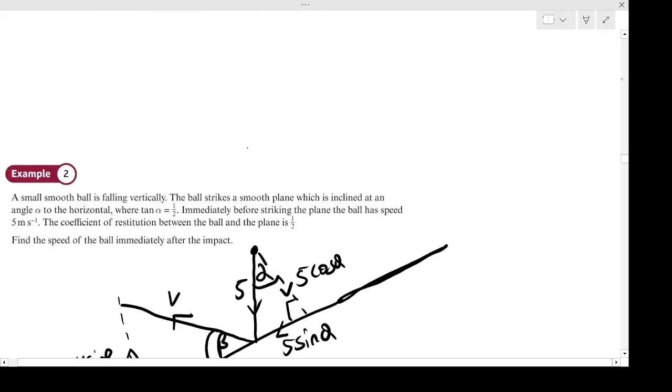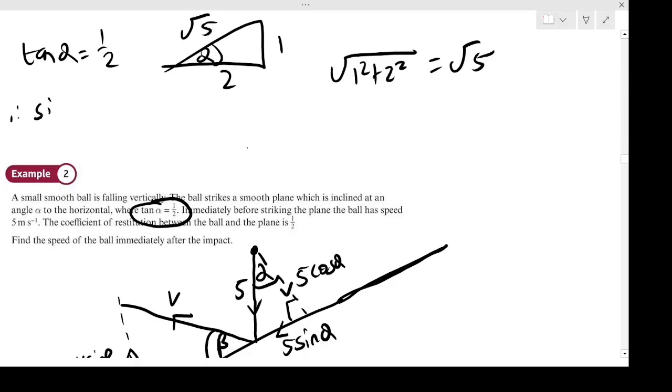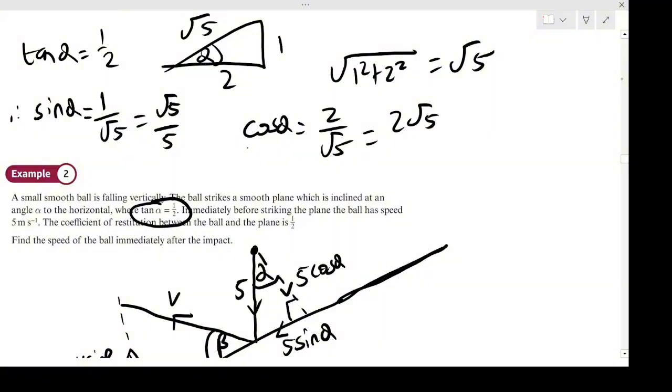Now again, we've got the situation where we have tan alpha, not alpha. So I'm going to need to draw a triangle to help me work out sine and cos. So this is alpha, opposite is 1, the adjacent is 2. If we were to do Pythagoras to work out the hypotenuse, you should get root 5. Therefore sine alpha is opposite over hypotenuse, so it's going to be 1 over root 5, or rationalised to root 5 over 5. And cos alpha is adjacent over hypotenuse, which will go to 2 root 5 over 5.